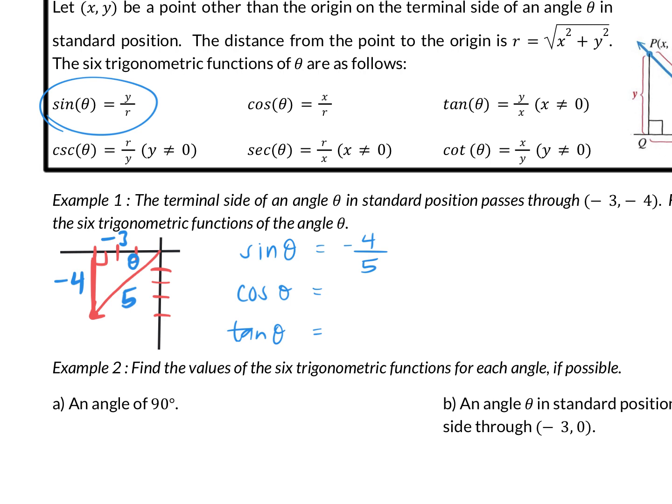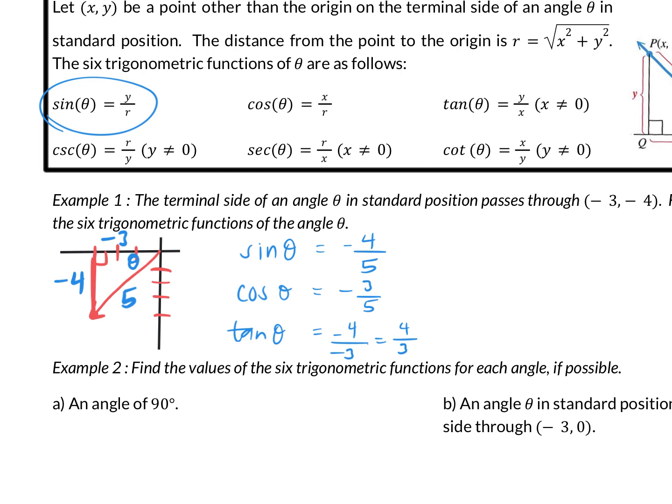My cosine, what's going to change my answer there? If it's adjacent over hypotenuse, I'm going to have -3 over 5. And then my tangent, opposite over adjacent. So tangent would be -4 over -3, which is equal to 4/3.